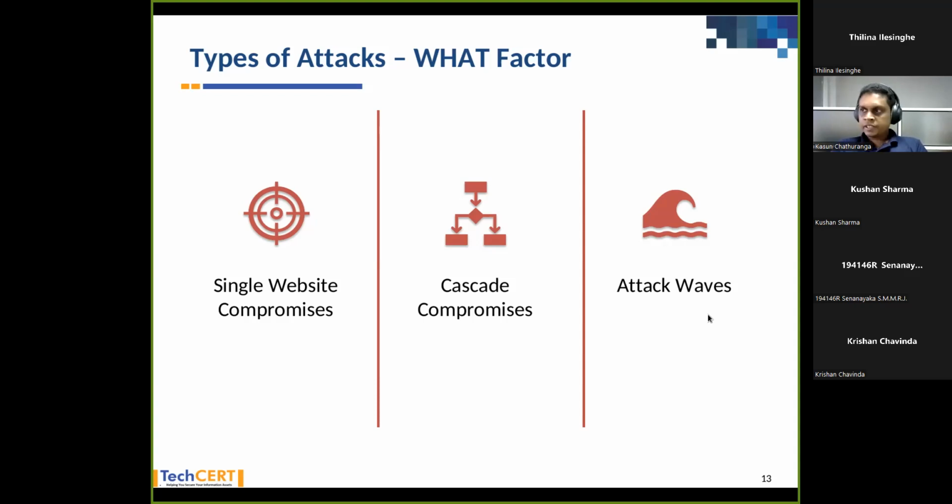And the second reason is political. You may have experienced one in April, and every year we experience one in May. Due to political reasons, there may be attack waves.